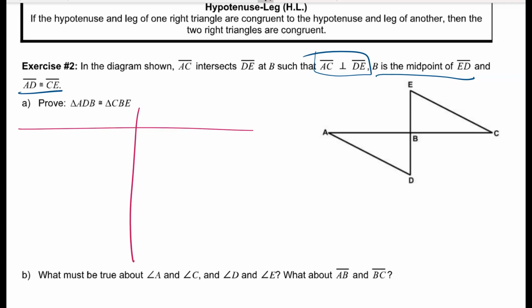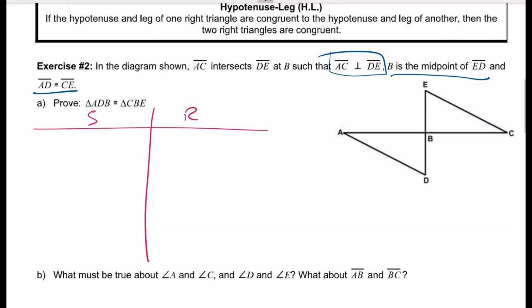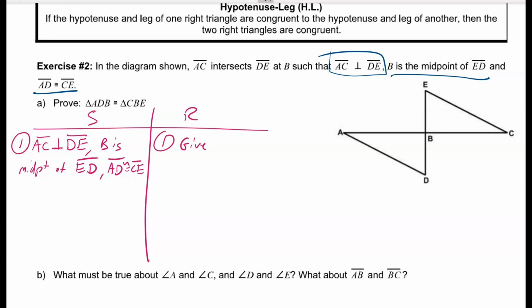So the first thing I'm going to do is set up my statement and reason charts, and I'm just going to write down the givens that I see. They tell me that AC is perpendicular to DE. Maybe that'll help me get a right angle. They tell me that B is the midpoint of ED. And they tell me that AD is congruent to CE. So that's a lot of information there, and I'm going to start marking that up in my picture. So the easiest thing to start marking is that AD is congruent to CE.